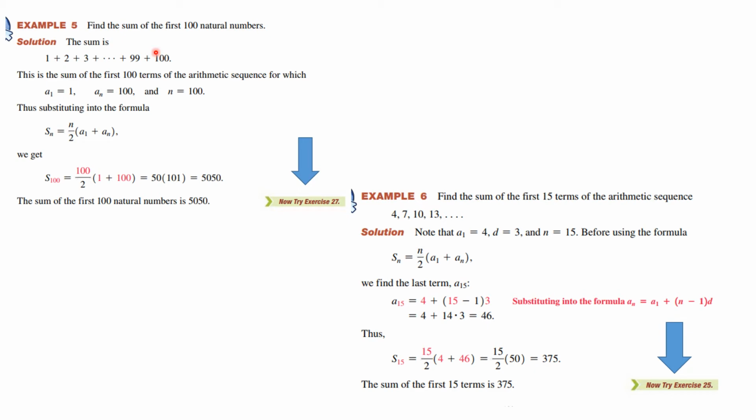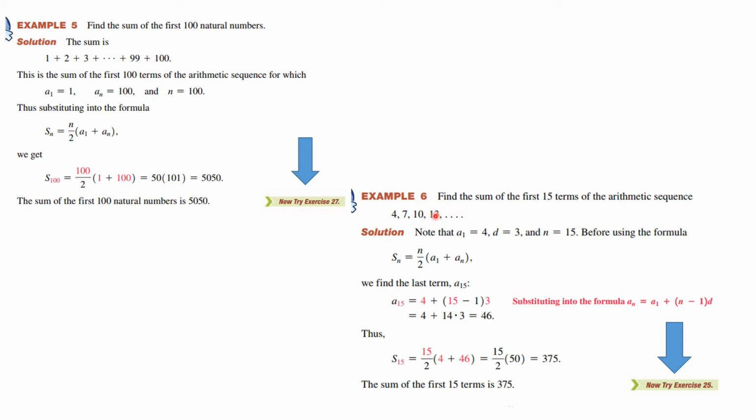Let's exercise this formula a bit. Find the sum of the first 100 natural numbers. So that means we want to add up 1, 2, 3, all the way up to 100. Well, the first term is 1, the last term is 100, and n is 100, so Sn is 100 over 2 times 1 plus 100. You do the arithmetic, you get 5050. Here's an example that you can try to test your understanding.